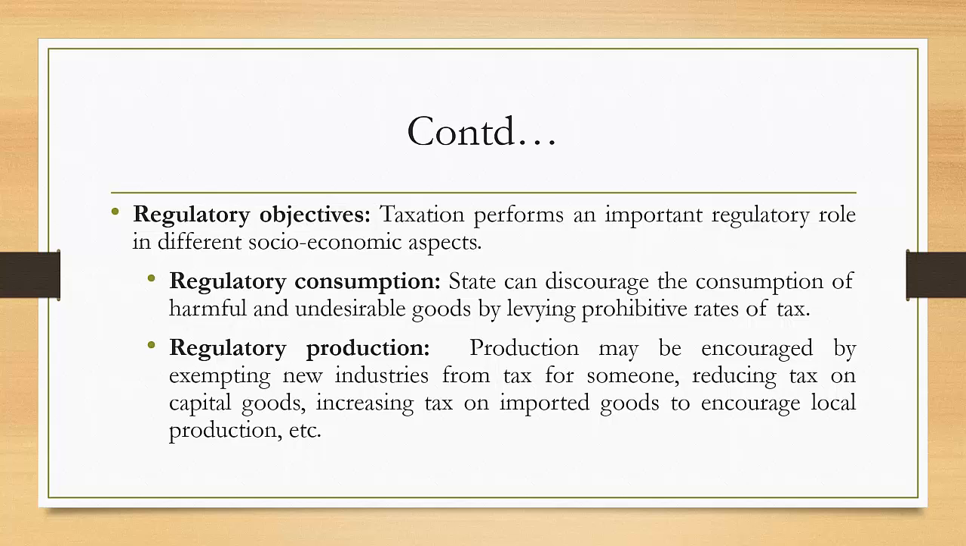The second is about regulating production. Production may be encouraged by exempting new industries from tax, for example reducing tax on capital goods, increasing tax on imported goods to encourage local production.